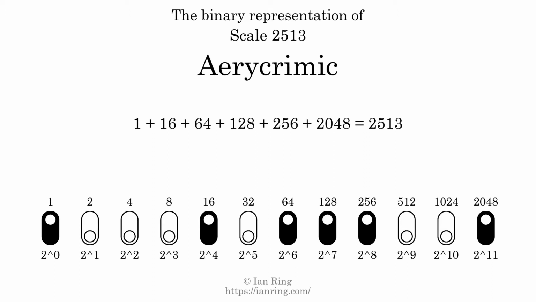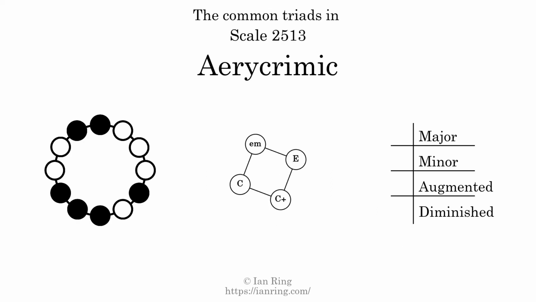2513. The scale number not only enumerates the scale with a unique index, but it also literally describes the tonal content of the scale. Represented as a binary number in base 2, the scale number is 1001110100001. Here are the common triads present in this scale.